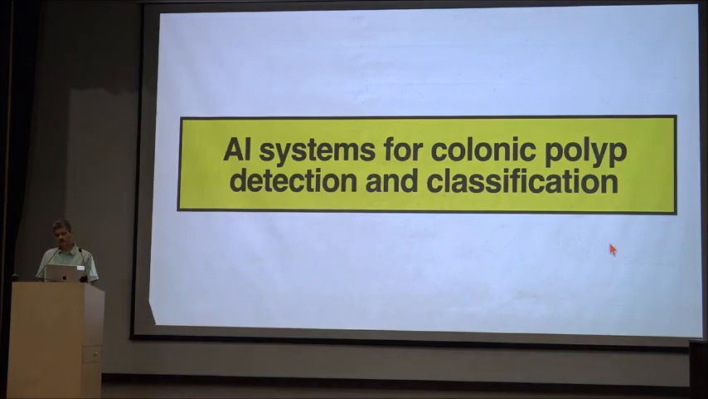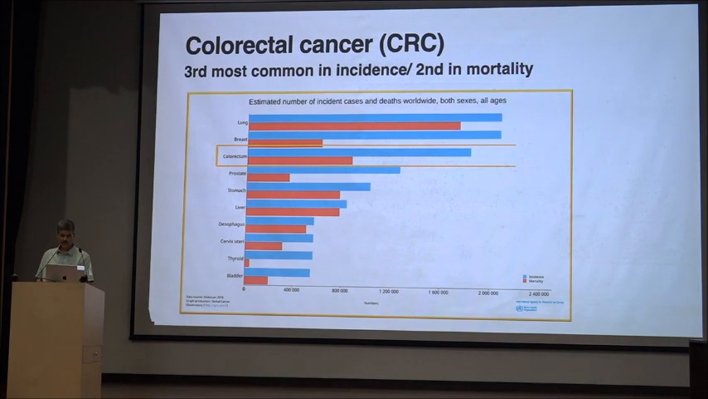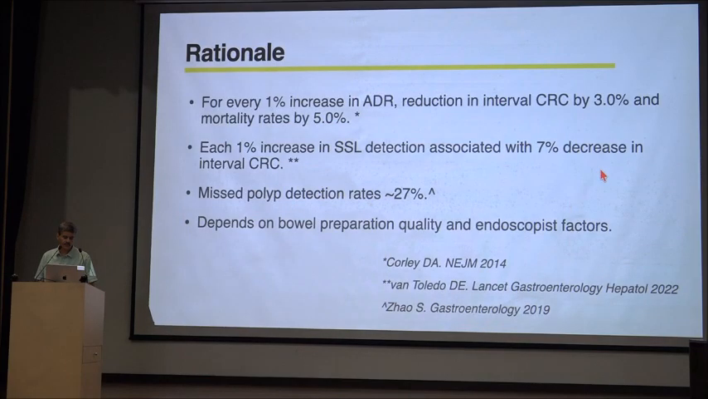So let's begin with the colonic polyp detection and identification, which is the most developed area. And first, why? This is because when we talk of colorectal cancer, it is the third most common cancer in incidence globally, and second highest in the overall mortality among the cancers.